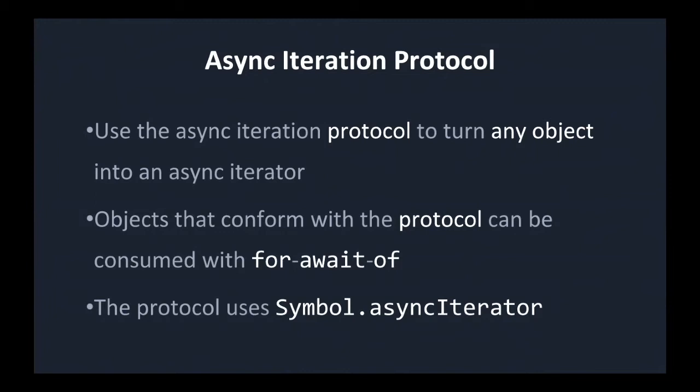It'll be a little clearer on the next slide when I show you how to actually use it. But any object that has a property or a method with the name of the symbol is said to conform with the asynchronous iterator protocol. It means that you can use the for await of syntax to loop over it.